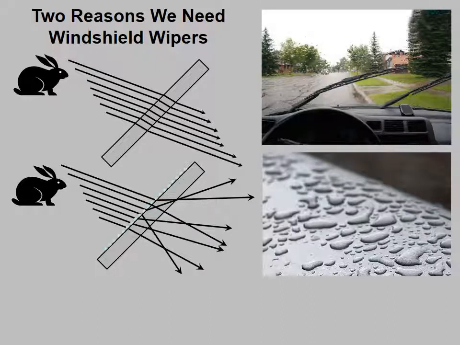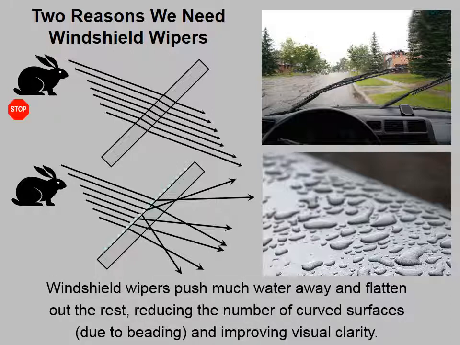So what we need to do is two things. We use windshield wipers to first of all push the water that's on the windshield away, or push most of it away, and the stuff that is left is spread out over the windshield. So it's pretty much flat. So it acts not like a beaded surface, but as a flat surface.